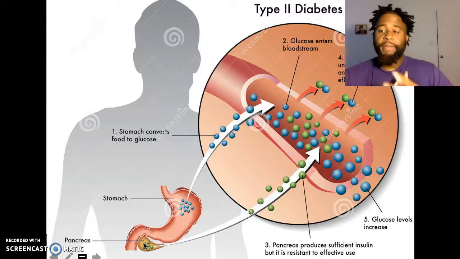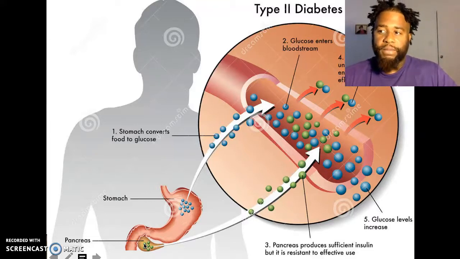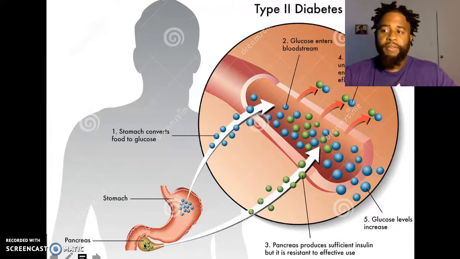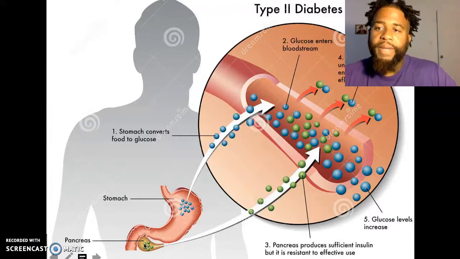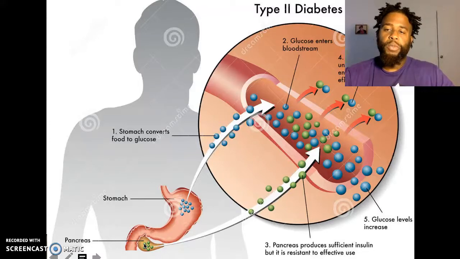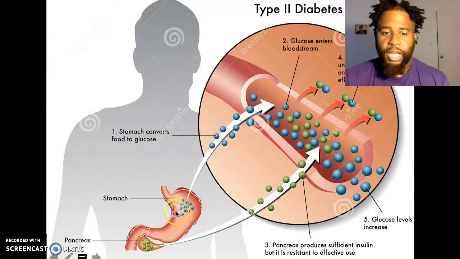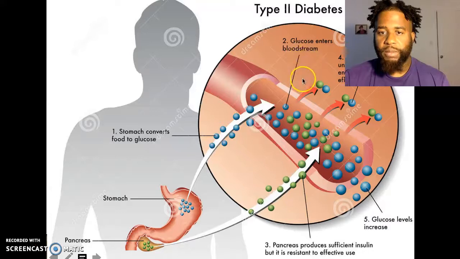However, in type 2 diabetes, the person continues to make insulin, but the muscle, fat, and liver cells do not respond to insulin appropriately. As time passes, the pancreas tires out and stops making enough insulin to keep the blood sugar normal, and diabetes develops. So as you see here, the stomach converts the food into glucose right here, and glucose enters the bloodstream.